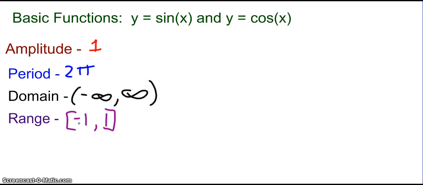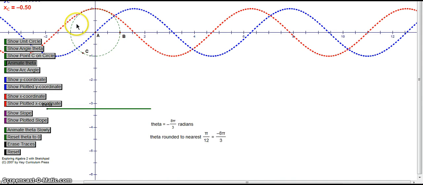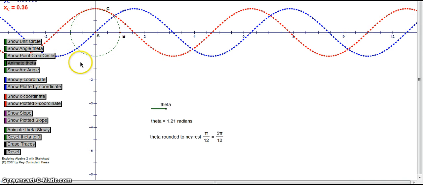The domain of the sine and cosine function is negative infinity to infinity. Let's talk about that real quick, and let's talk about the range real quick too. The range is negative 1 to 1, including negative 1 and 1. So if I look at these graphs, remember they are going to the left and to the right forever, so that's why the domain is negative infinity to infinity.